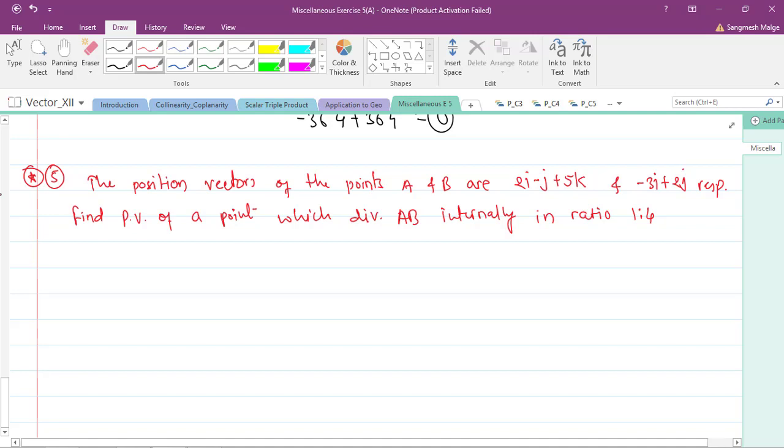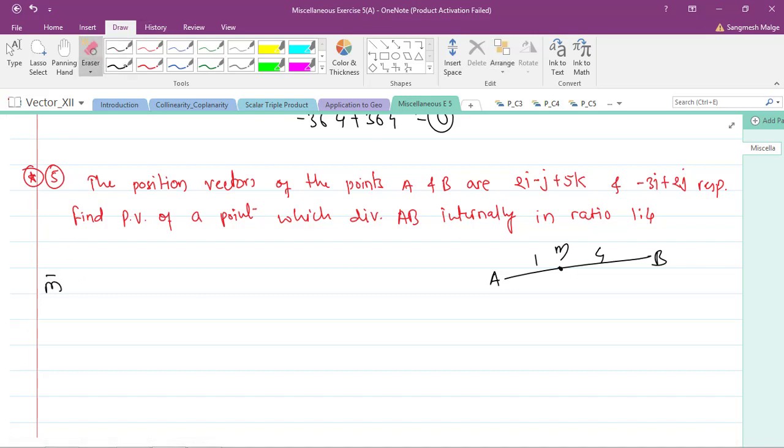Okay, so I want to find out the position vector of a point which divides the segment AB in the ratio 1:4. So this is 1 and this is 4, and let's suppose this point is M, and we have already seen how to find out the internal point coordinates. So using the internal section formula, it is M bar equal to, let's name it something different, so it may be P bar, so that it will not be confused with our formula. So P is equal to, in the formula, M into B, that is M B bar plus N A bar upon M plus N.